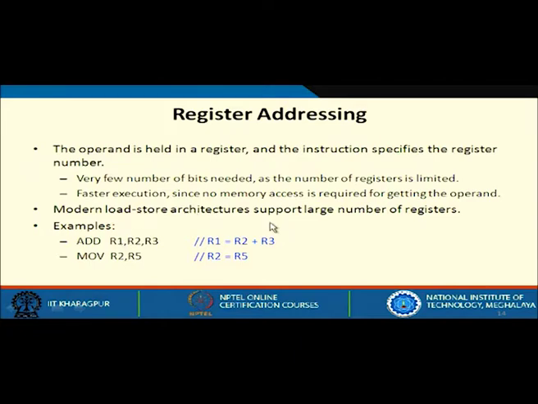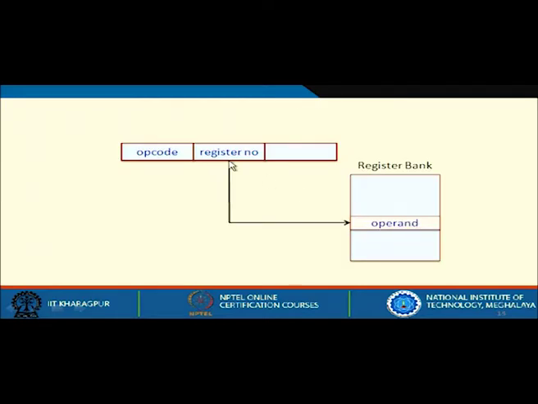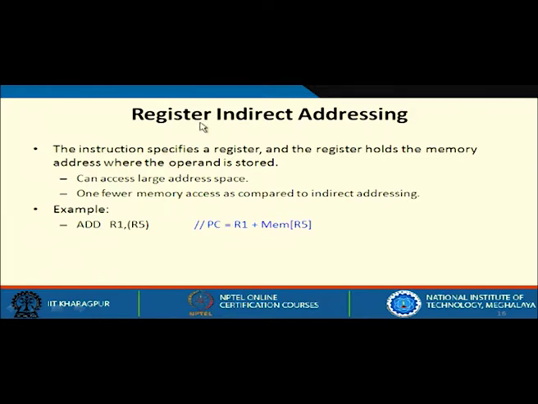Modern load store architecture supports a large number of registers. As I said, this is the register bank. The register number is specified in the instruction and you go to that particular register to get the operand. Moving on with register indirect addressing mode.